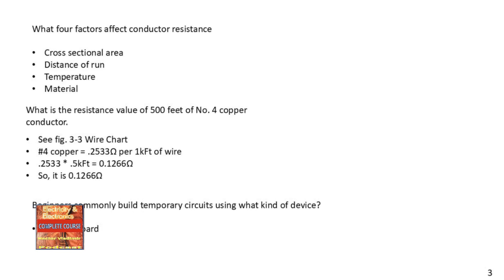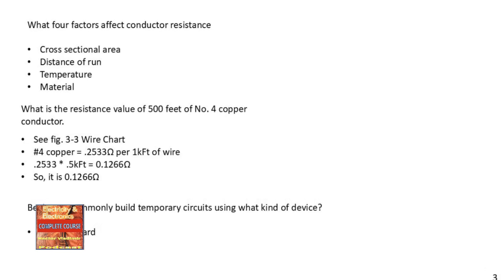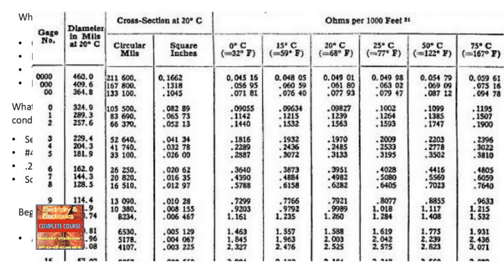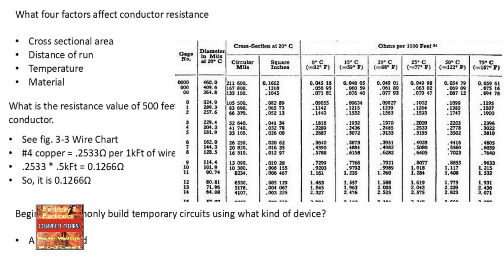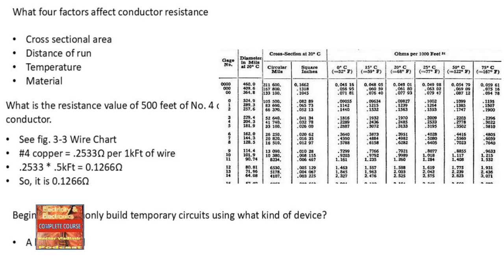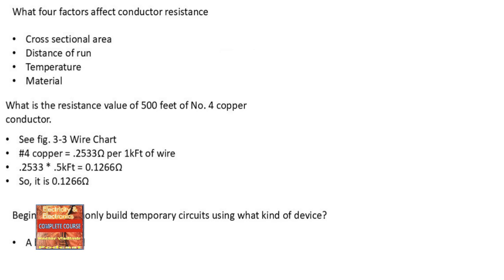What is the resistance value of 500 feet of number 4 copper conductor? For that, see figure 3-3 again, the wire chart in your text. The number 4 copper wire is equal to 0.2533 ohms per 1,000 feet of wire, or 1K foot. 0.2533 ohms times 0.5, which is half, since 500 is half of 1,000. 0.5 kilofeet, that's the distance, is equal to 0.1266 ohms. That is the complete and total resistance of 500 feet of number 4 wire.